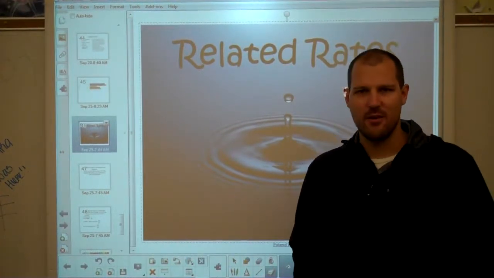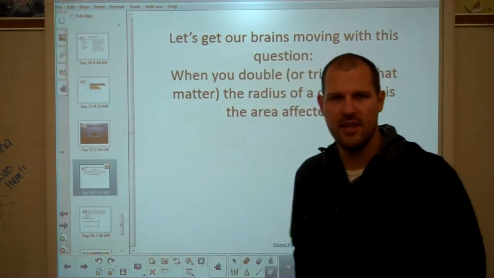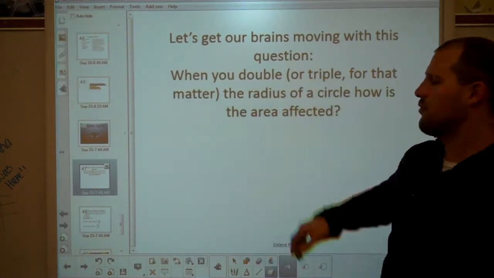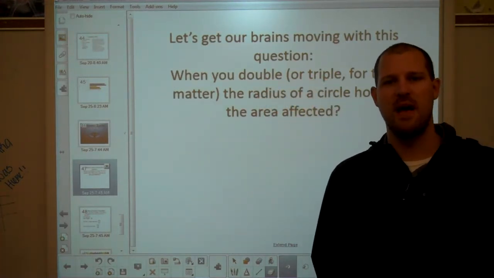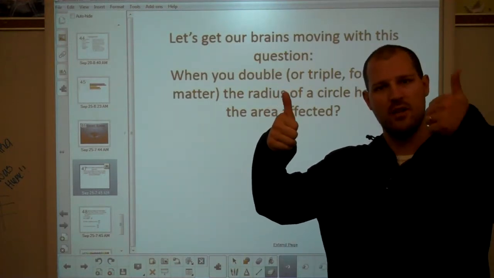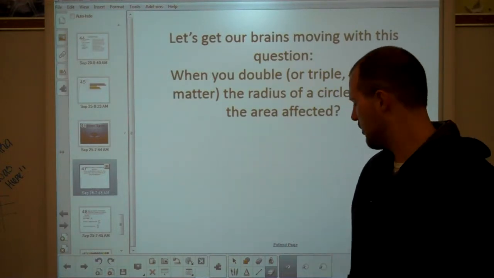Hello, today we're discussing related rates in our tutorial, so let's get started. Okay, we have a question to help us get thinking about this, and we're going to compare circles. What happens when you double, or if you triple the radius of a circle, then how does that impact the area? So we have one rate that's changing, which is the radius. The other one that's changing is the area. And are they changing at the same rate or different rates? That's what we want to know.